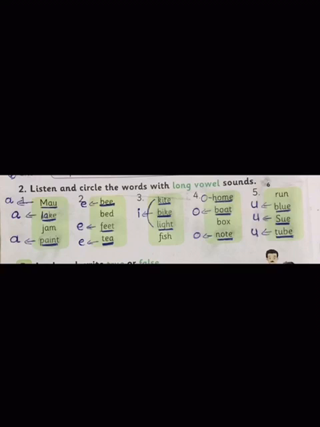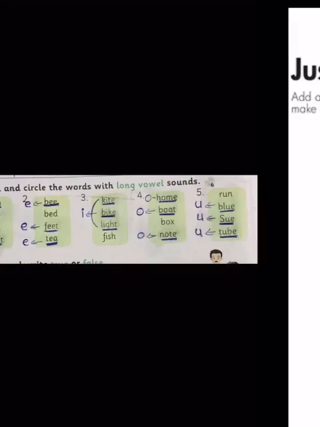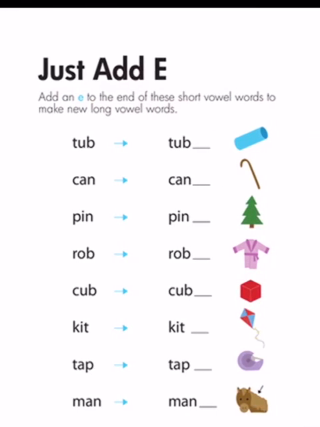I hope you have understood this exercise. Let's do some practice on how to make a long vowel sound by adding an E at the end.